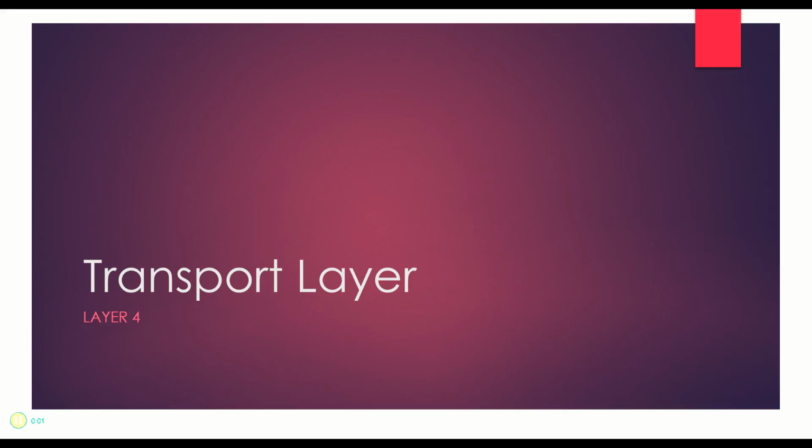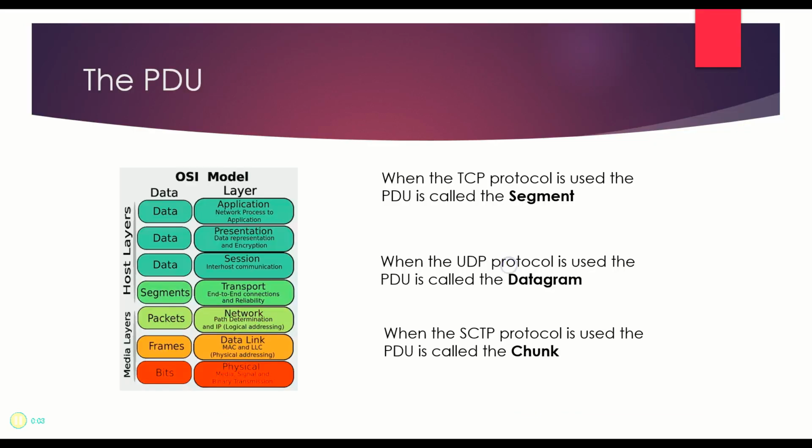Welcome to layer 4 of the OSI model, the transport layer. Now, if you remember the OSI model, it looked something like this. And up here at the application layer and down through these layers, we only had just a stream of data. And now we begin to break it up here at layer 4.